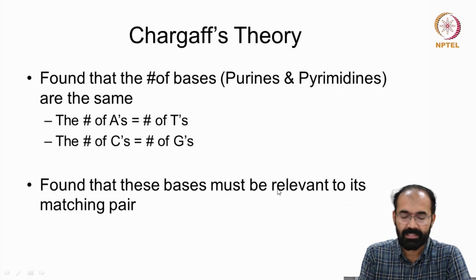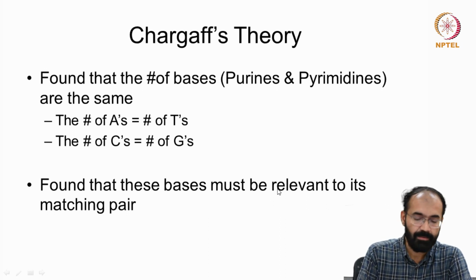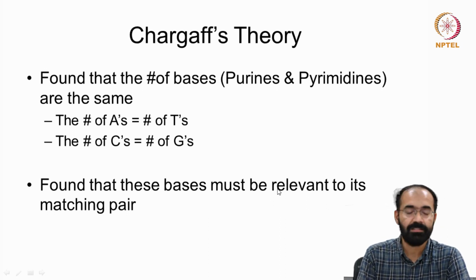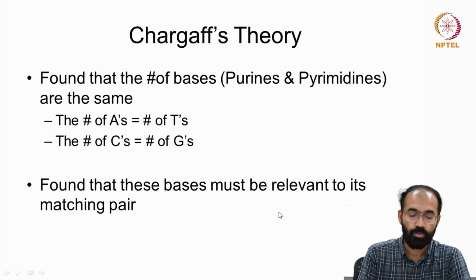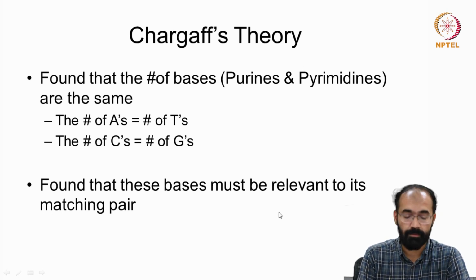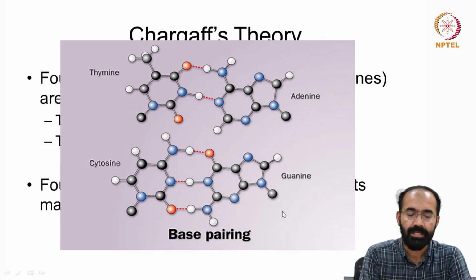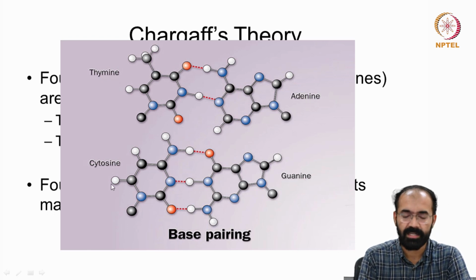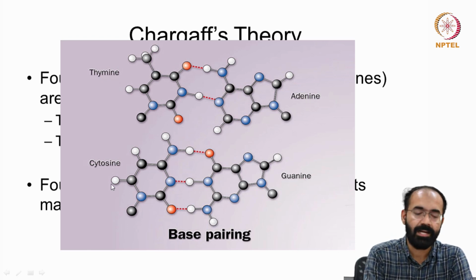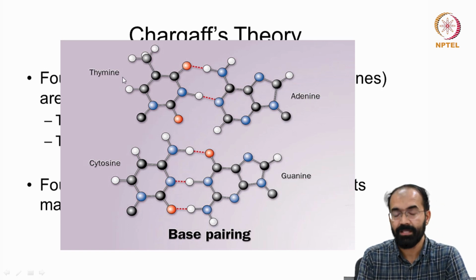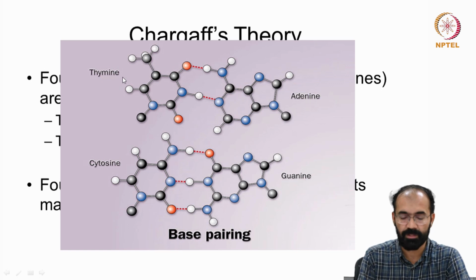And he found that the bases must be relevant to their matching pair, else it is impossible to have an equivalent number of A's and T's and G's and C's. This is what you can see from the picture. Thymine always pairs with adenine, cytosine always pairs with guanine. And remember, in the case of RNA, thymine is not thymine, it is uracil, but the pairing of the rest remains the same.